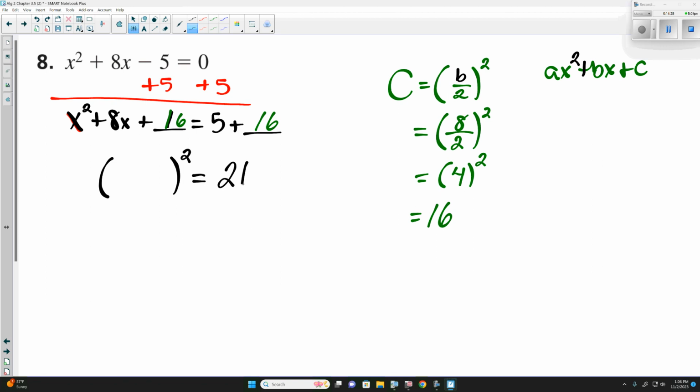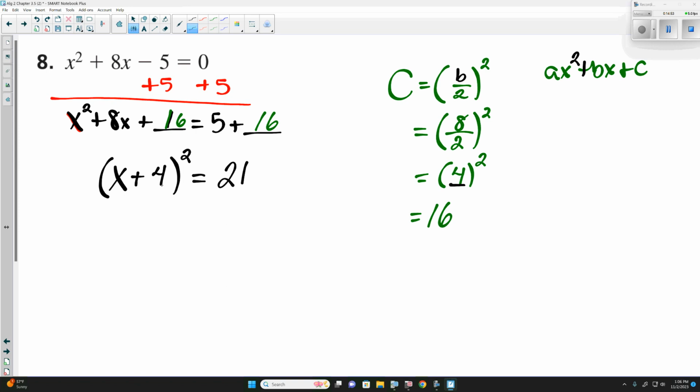Questions on steps 1 through 3? Now we need to factor. So we'll have our set of parentheses squared. We will have x, and the number that goes in there is also the number we have before we squared, so it would be plus 4 since it was positive 4. And on the other side, 5 plus 16 is 21.